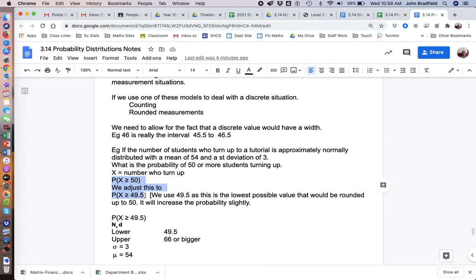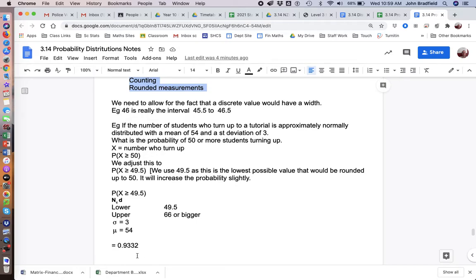Now, all we do is allow for that rounding 0.5 barrier either side, usually to enlarge the area. We only do it in a situation where there's counting or rounded measurements, but we're using this continuous distribution. If that's the case, we do that. We do that before we go to the calculator, and then we get to there, and we work out the probability just as we normally would with the normal continuous distribution. Okay, right.